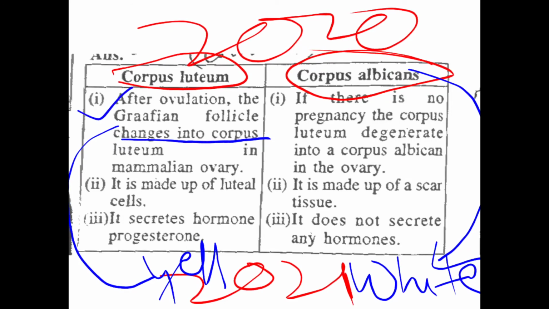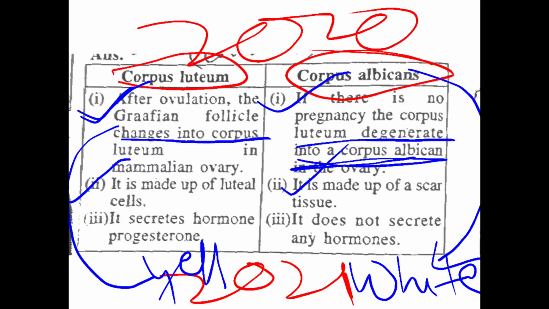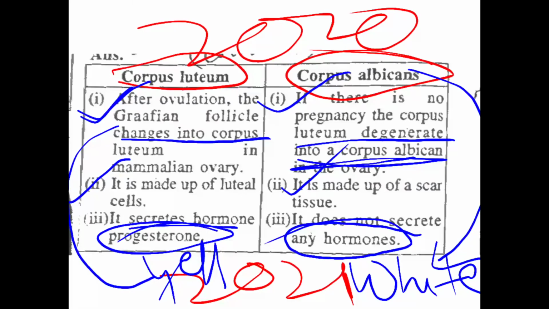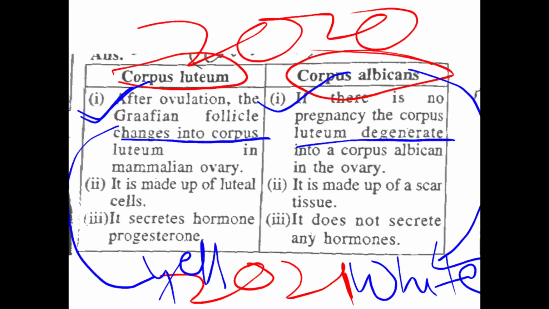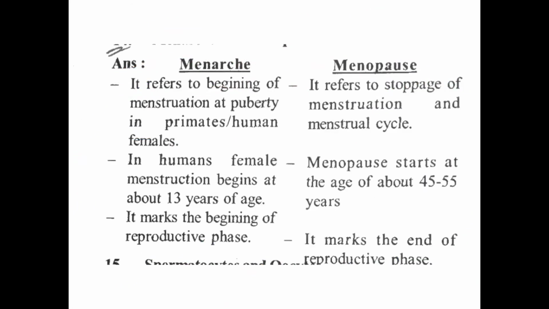It is released after ovulation. If there is no pregnancy, the corpus luteum degenerates into corpus albicans. It is made of luteal cells, and the other is made of scar tissue. This is a white scar. It is the luteal phase. Corpus luteum releases the hormone progesterone, whereas corpus albicans does not release any hormone. You can screenshot. Okay, next.